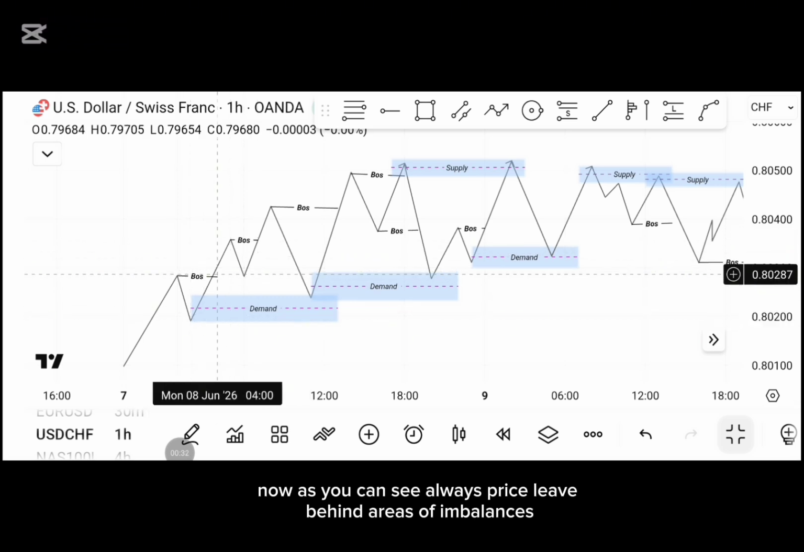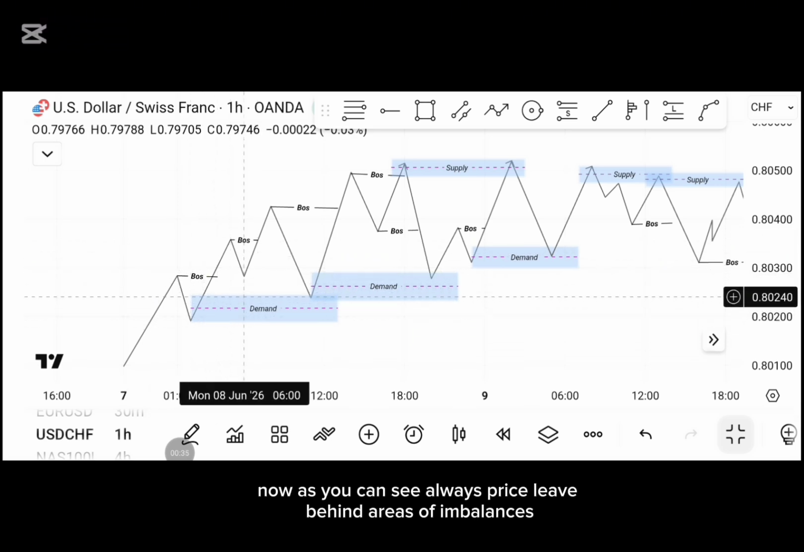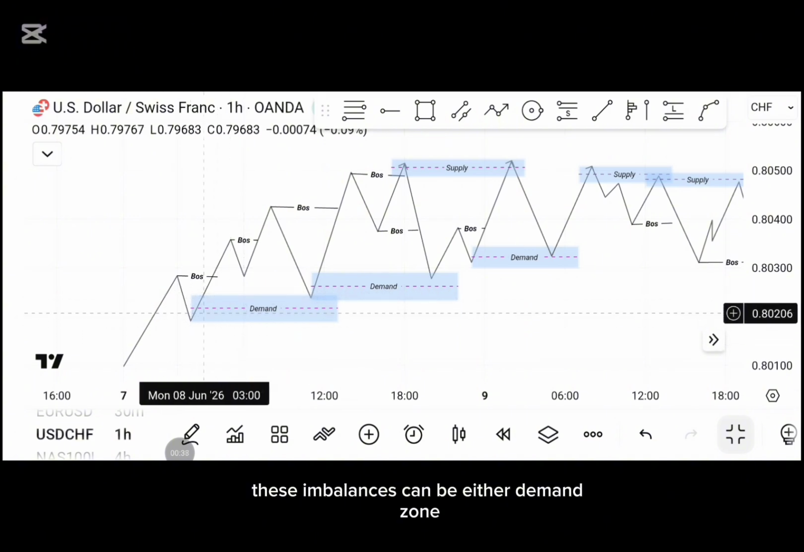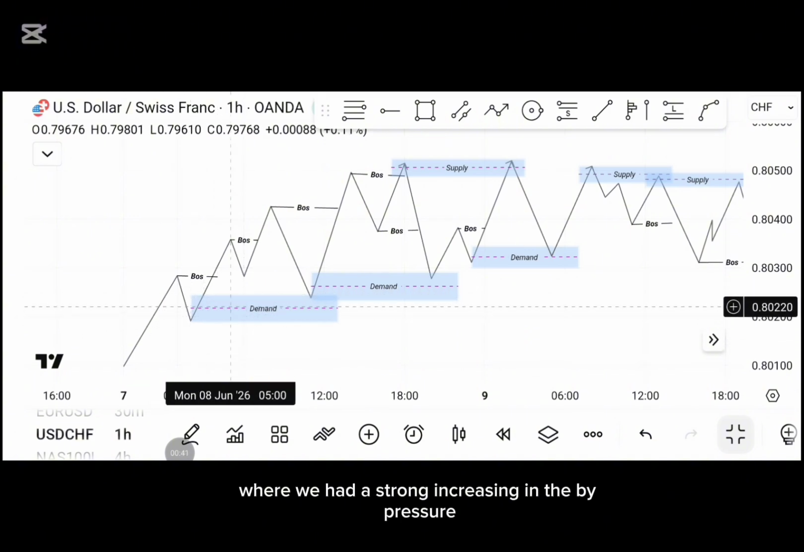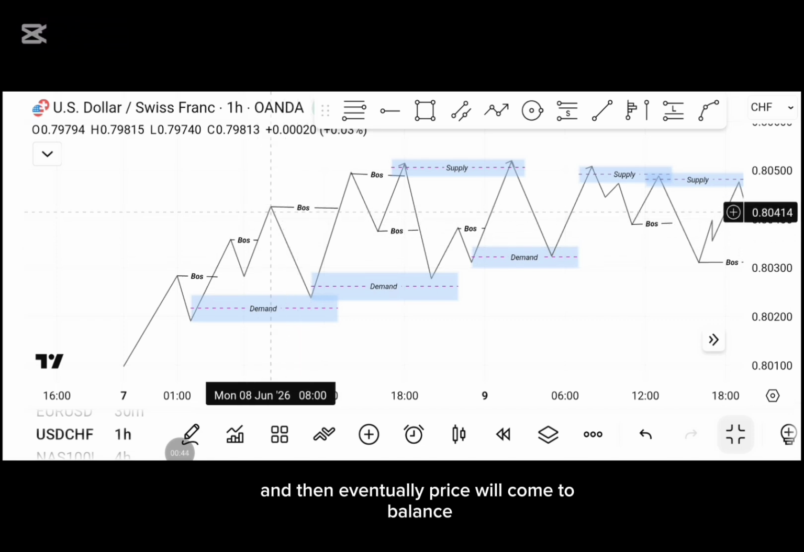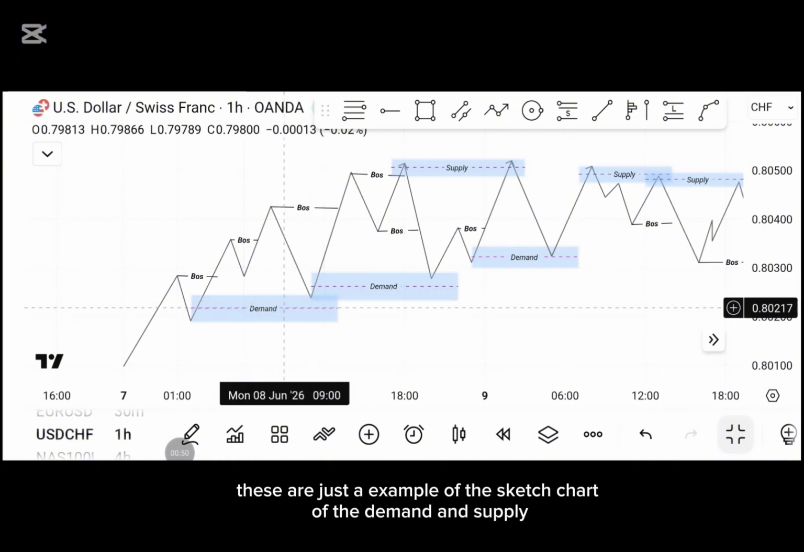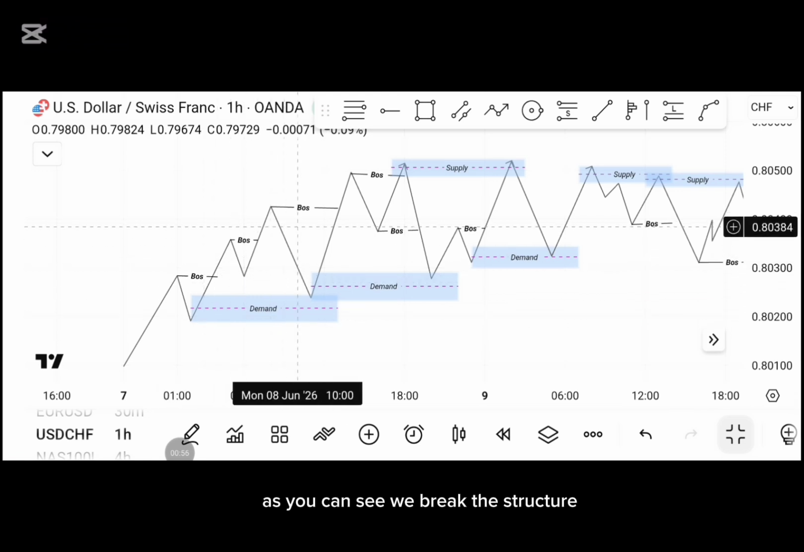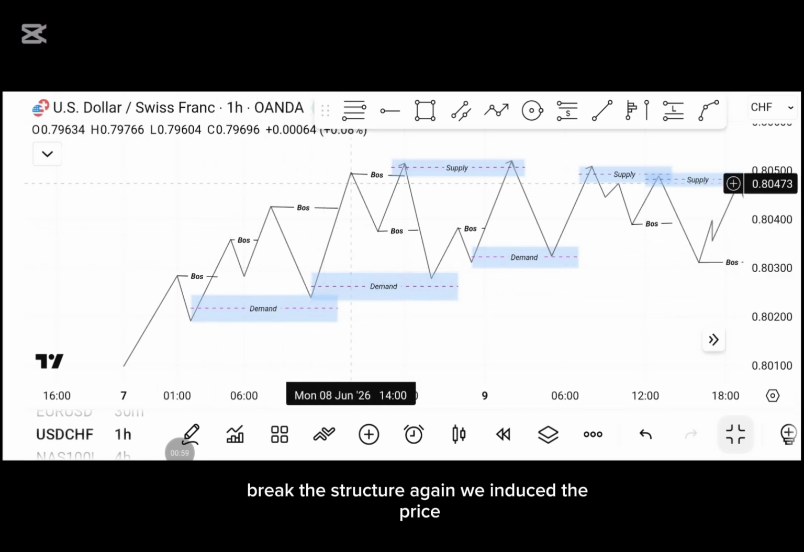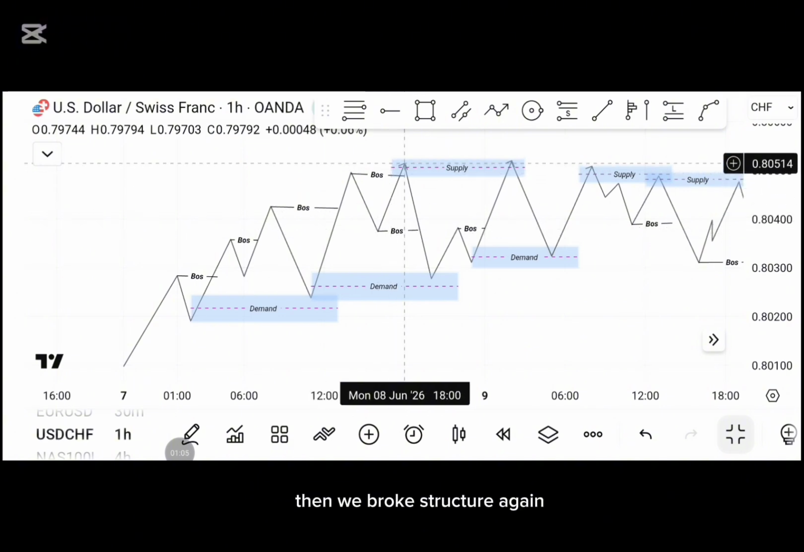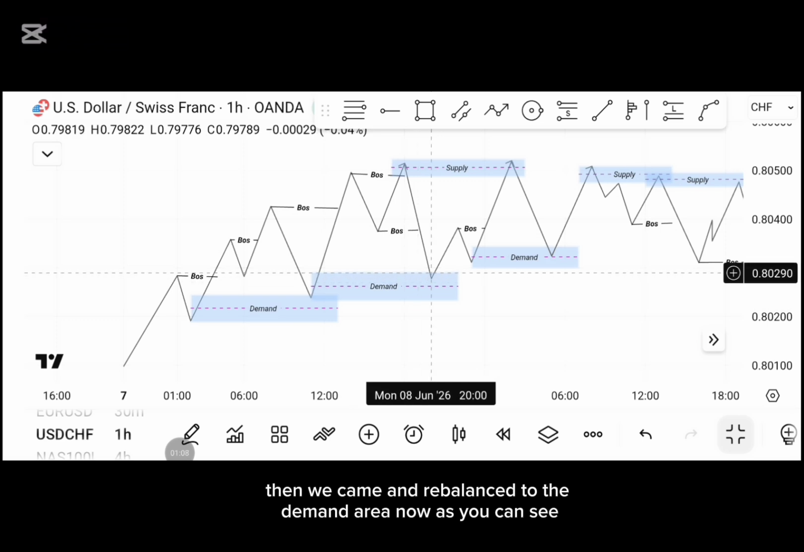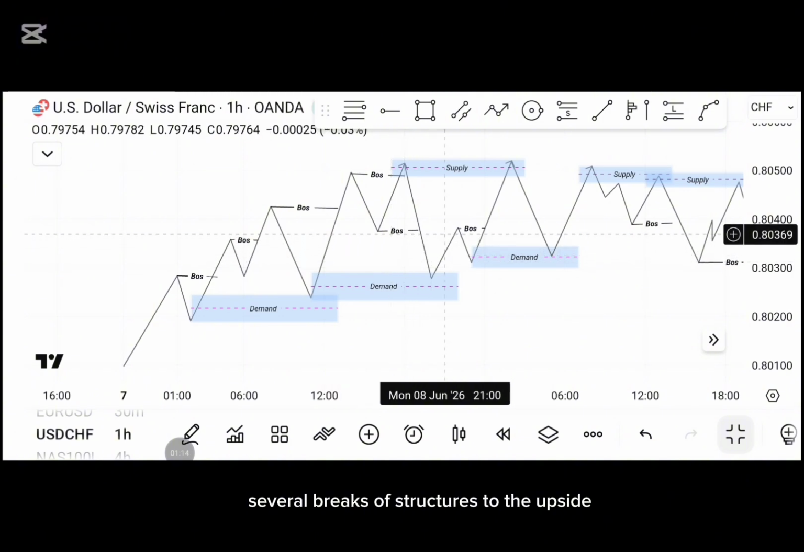Now, as you can see, price always leaves behind areas of imbalance. These imbalances can be a demand zone, where we had a strong increase in buy pressure, and then eventually price will come to rebalance towards the demand area. These are just examples on the sketch chart. We break the structure, we come to rebalance to the demand, break the structure again, we induce the price, then we break structure again, then we come and rebalance to the demand area. As you can see, several breaks of structure to the upside.